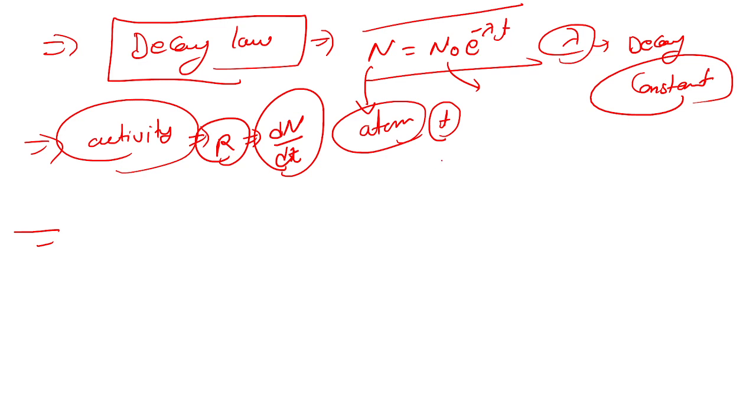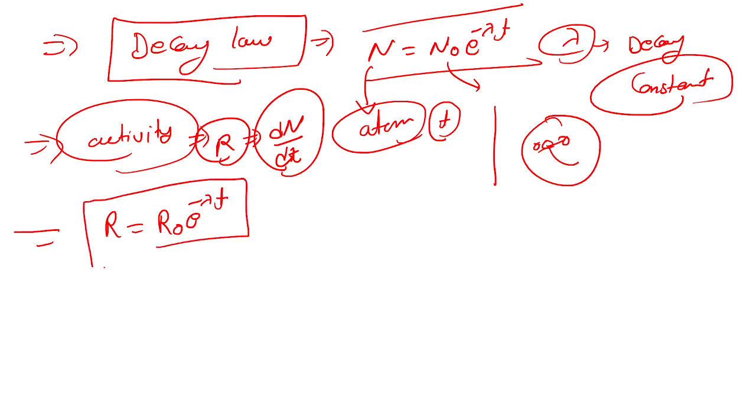And I am using this law because in nuclear physics we studied that all processes of this kind come under the decay law, all the laws of nuclear physics are applicable there. So this is the radioactivity R, and I am writing it directly: R equals R0 e^(-lambda t).